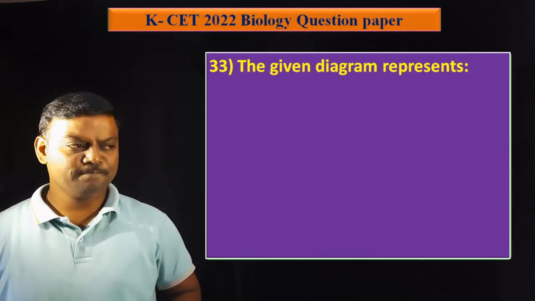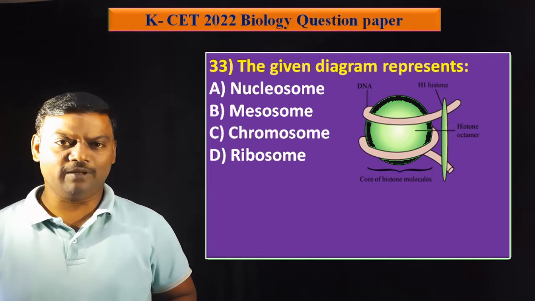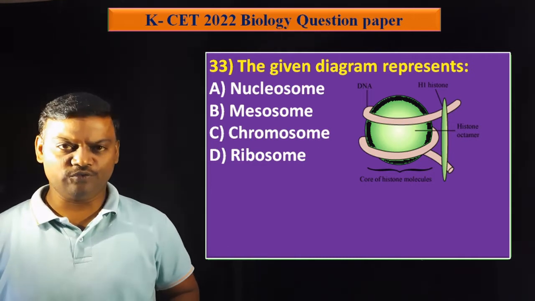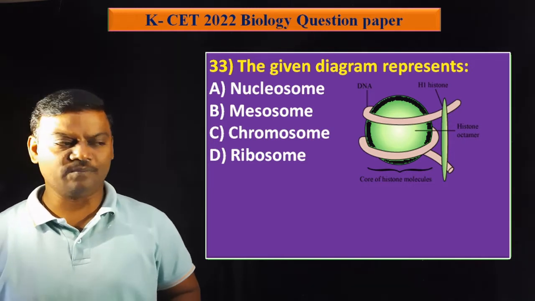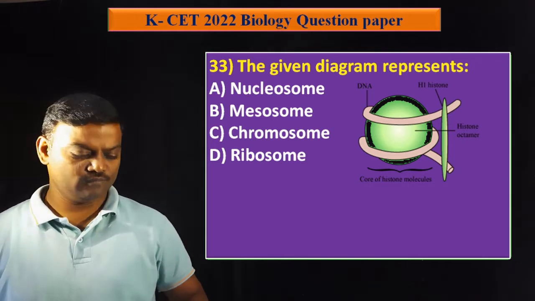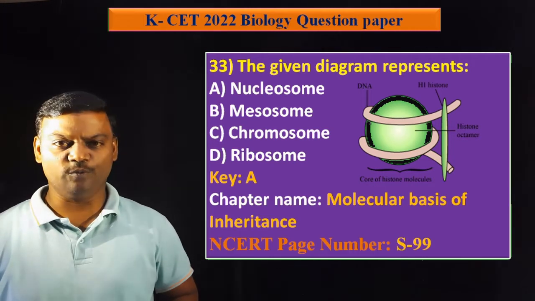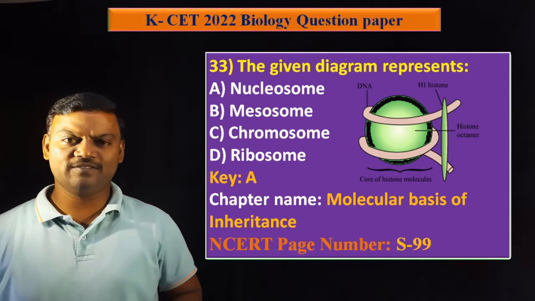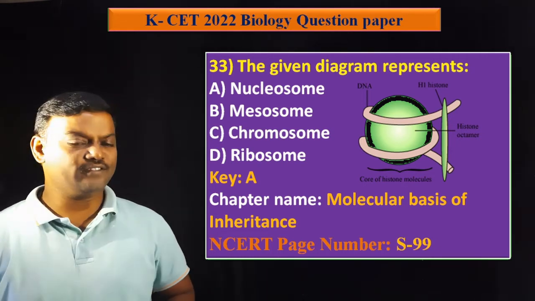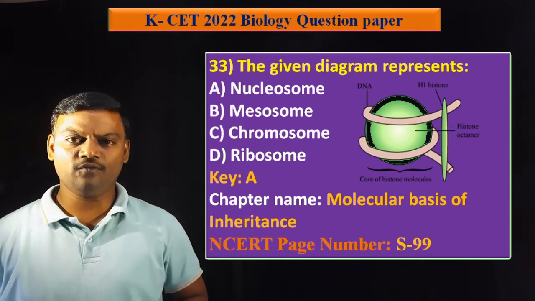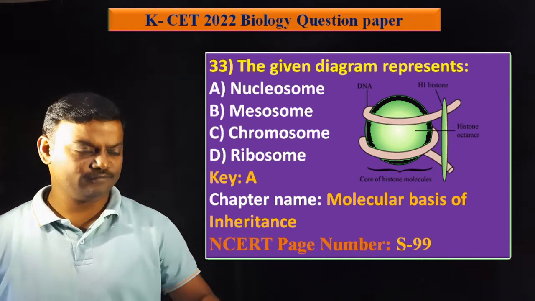Question number 33. The given diagram represents: option A, nucleosome; option B, mesosome; option C, chromosome; option D, ribosome. The diagram represents option A, nucleosome. The nucleosome is the structure that helps in packaging of DNA. It is a question from Molecular Basis of Inheritance, NCERT, page number 99.